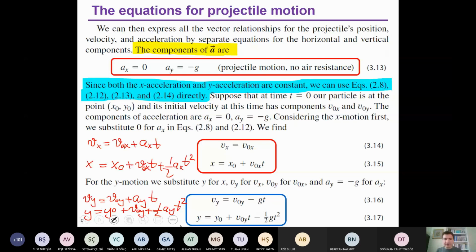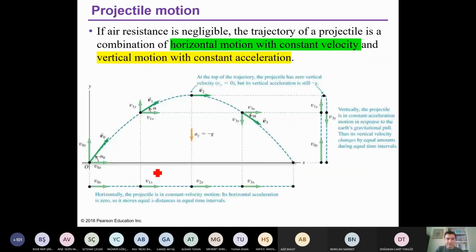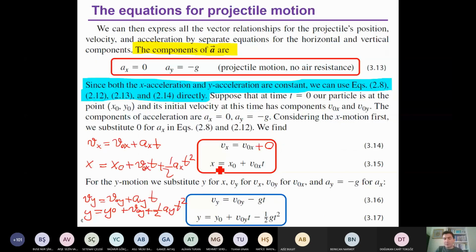Here we have a_x equal to 0, okay? So Vx is equal to V0x. It means that the initial velocity along the x-axis never changes. It is constant. Okay. What about the final position? Final position is given by x0 plus V0x times t.